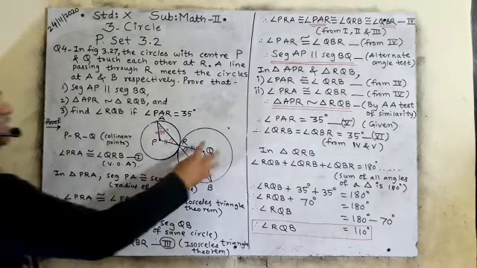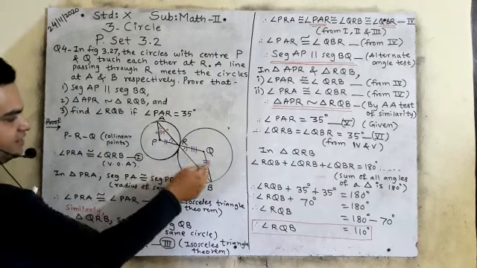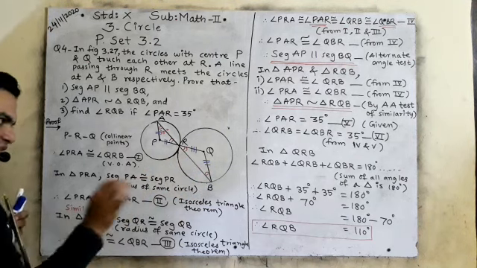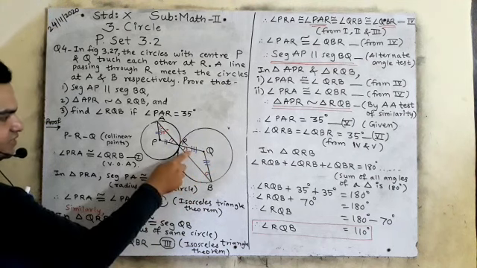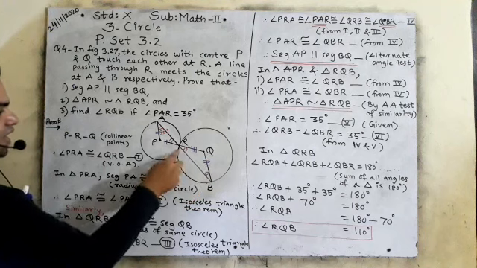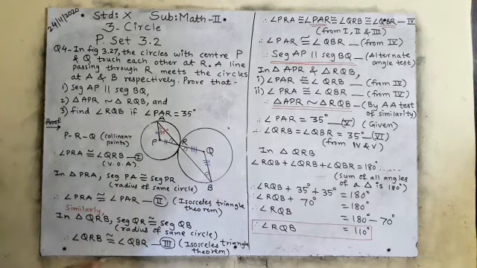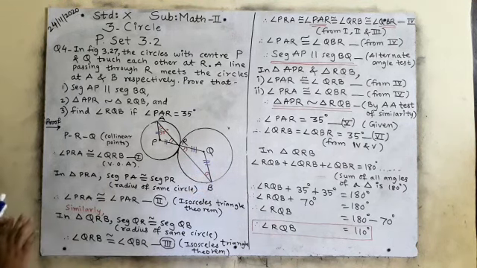Similarly, here also we will see the same thing. In triangle QRB, segment QR and segment QB are the radius of the same circle. So this is an isosceles triangle. So angle QRB and angle QBR will be congruent to each other because of the isosceles triangle theorem. QRB and QBR. Is it clear?